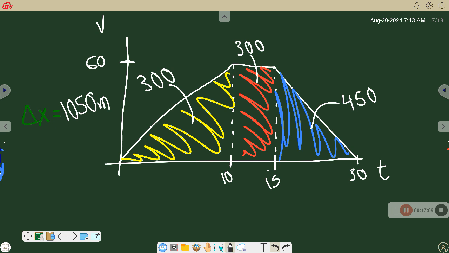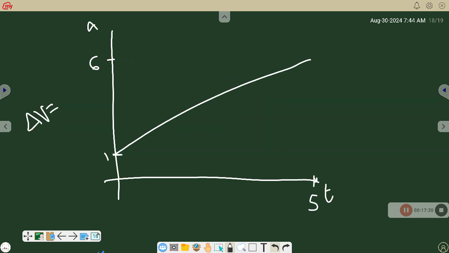Again, that is just how far the object has moved. That is not its final position. The object's final position is not 1,050 meters from where it started. It could have started 100 meters away from the origin, and now it's just moved an additional 1,050 meters away. Okay? So kind of an important detail to keep in mind when we're making these calculations.